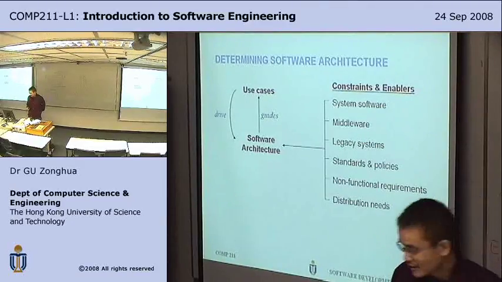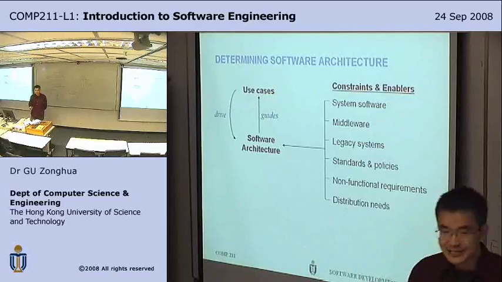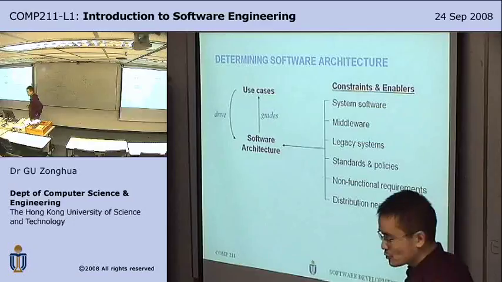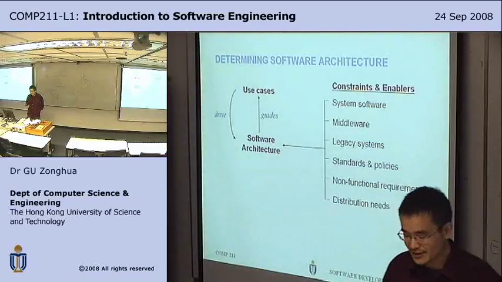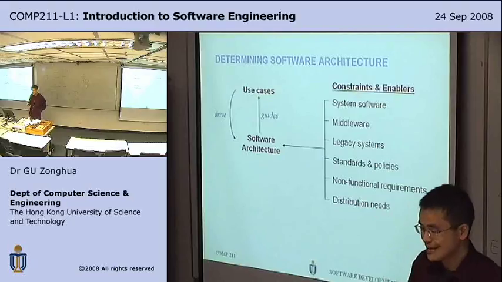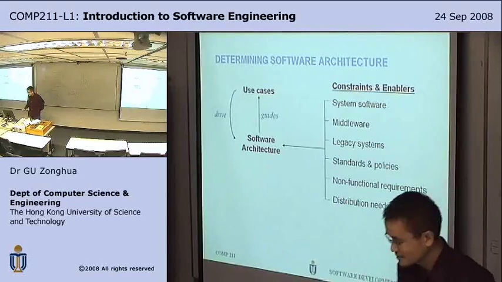Distribution needs, that is, does the system need to be distributed? Does the organization have 2 offices, one in the US, one in Hong Kong? If that's the case, then your software system must be able to handle the distribution.